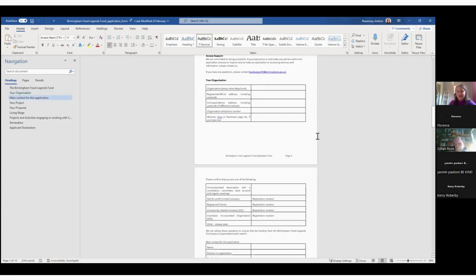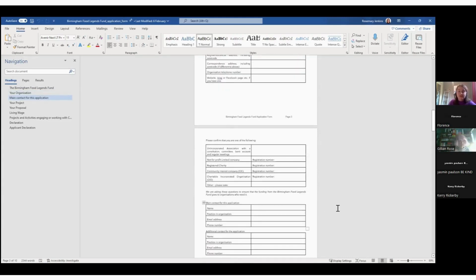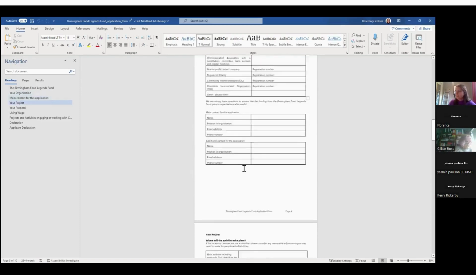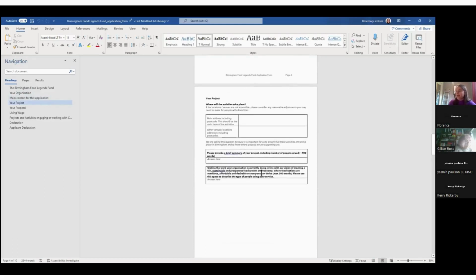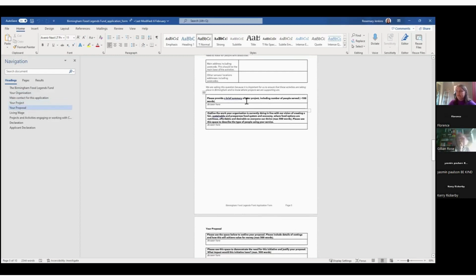So just the questions in the last 10 minutes of this meeting. So again, the same questions about your organisation. Please confirm the type of organisation that you are, the same things here. Main contact, again, please give 2 contacts for the same reasons that I gave before. Again, please list your main address, including your postcode, and then all the other different addresses of where your work might be. Please, again, give a summary of your project, including the number of different people that are served through your project.